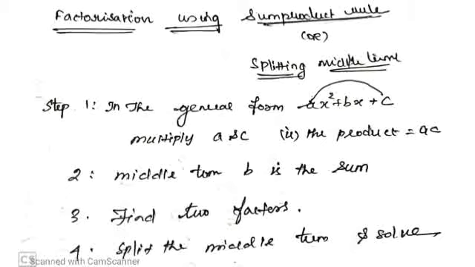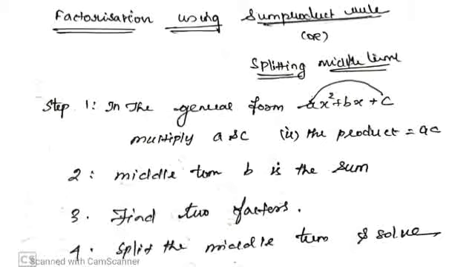You should consider it as a product, and the middle term we have to consider as sum, which means the middle term is bx, so b you have to consider as sum. So now you have to find the two factors which, when we multiply or add or subtract, give us the product and the sum. And after finding the two factors, we split the middle term.